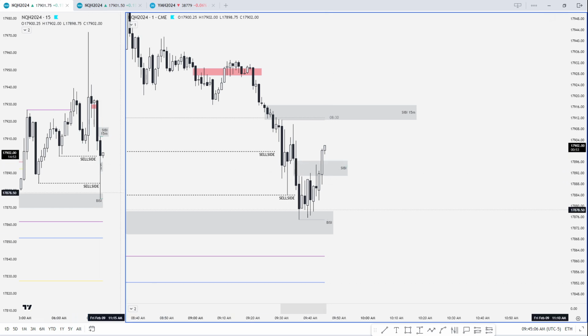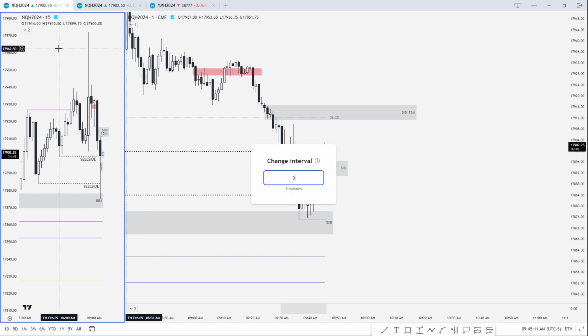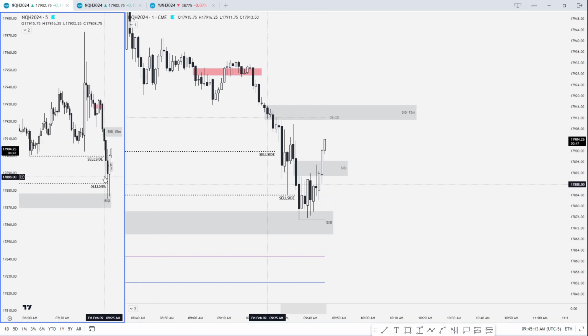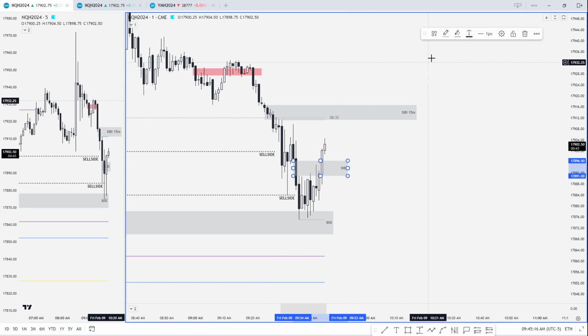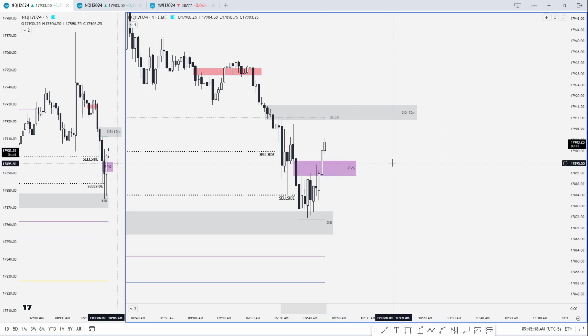So it closed above it. 15-minute looks pretty bullish there. Same with the 5. Let's go over. Close multiple times above. So we could be looking for this as potential to reverse. Watch it as inversion for short term. If you want to retrace back into this wick, that would be fine.